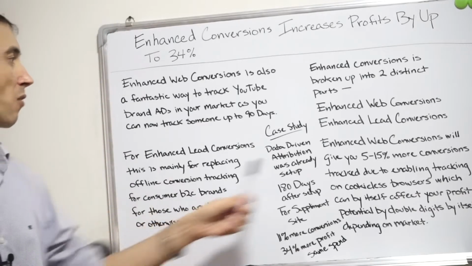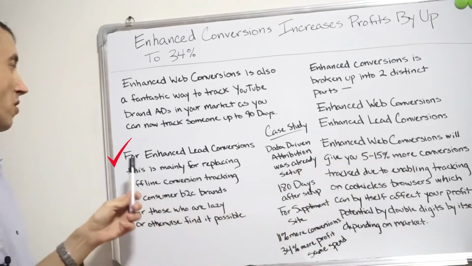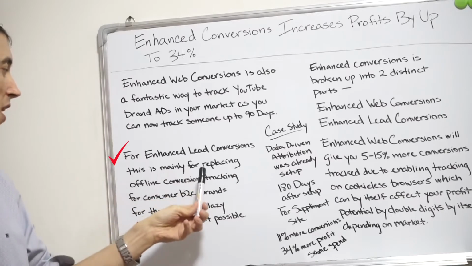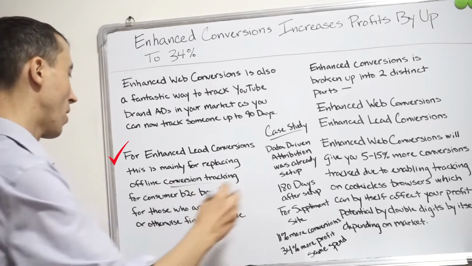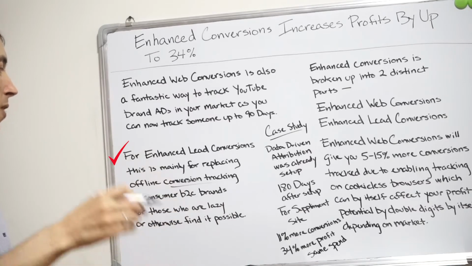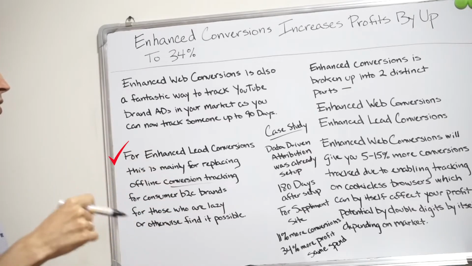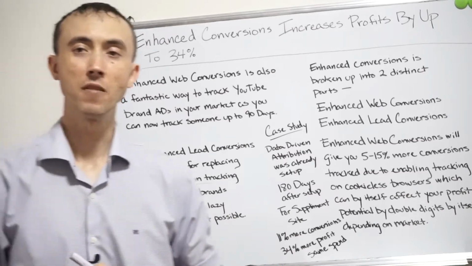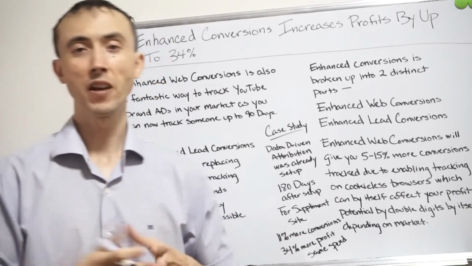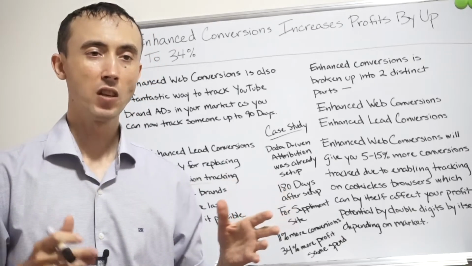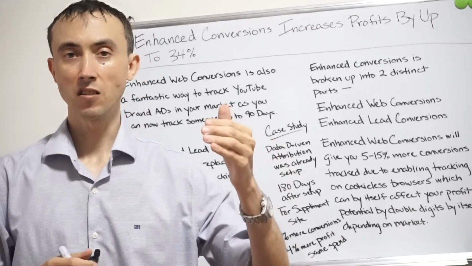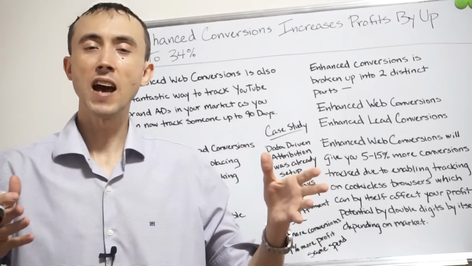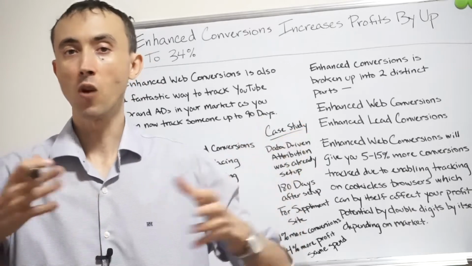The other thing is, as far as enhanced lead conversions, this is mainly for replacing offline conversion tracking, and for consumer B2C brands, for those who are lazy or otherwise find it not possible to do offline conversion tracking. And if you don't know what offline conversion tracking is, it's basically where if you get a lead that contacts you through your contact forms or through your phone, you could track through Google Ads pretty easily whether they did one of those things.